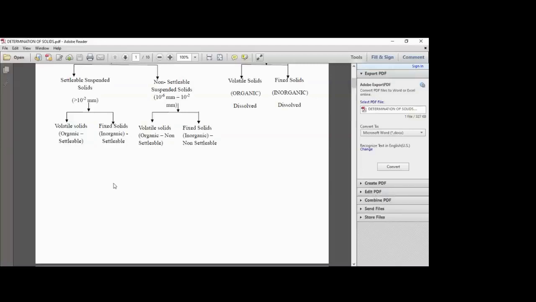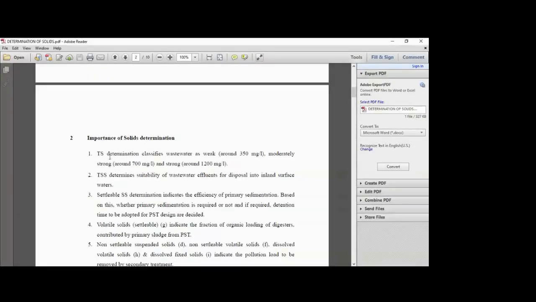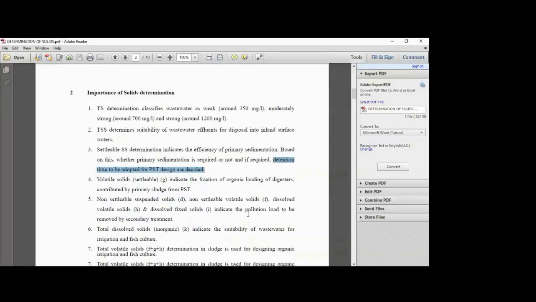तो पीएसटी का डिटेंशन टाइम डिसाइड करने के लिए भी ये वाला जो कॉन्सेंट्रेशन है ना टीएसएस का, वो बहुत ज्यादा इंपॉर्टेंट हो जाता है। हम लोग एक एक्सपेरिमेंट देखने वाले हैं उसके लिए कि अगर सेटलेबल सस्पेंडेड सॉलिड है, तो उससे हम लोग नो डिटेंशन टाइम कैसे डिसाइड कर सकते हैं पीएसटी के लिए। So let's see that as well.